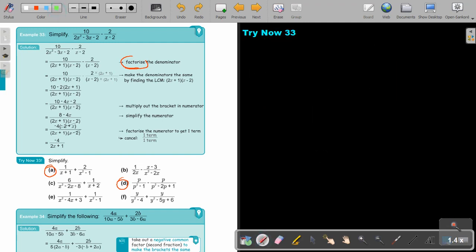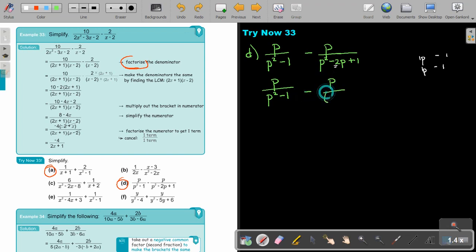Okay, so if you look at number D, this is going to be p over p squared minus 1 minus p over p squared minus 2p plus 1. Now this is a trinomial and it's in group A. So on this side, it's always good, I rather want to take 1, 1. 1 plus 1 gives me that 2. The signs are the same, negative, negative, and it's p, p. So basically, it's going to be p over p squared minus 1 minus p over p.